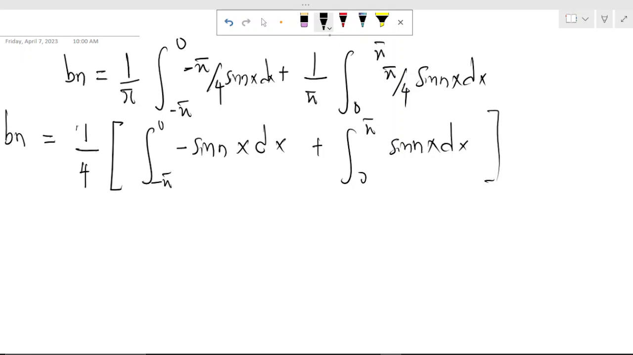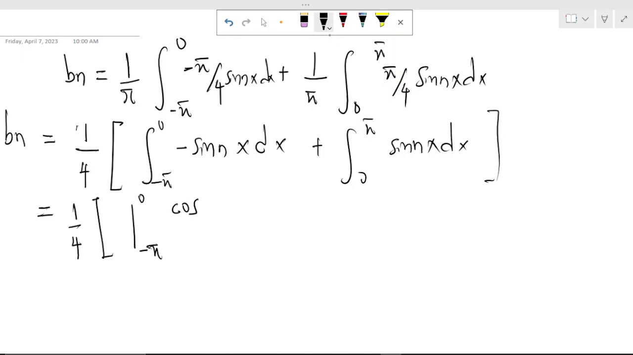Let me say that again. Integrating sine x, we get minus cos x. But now, integrating sine nx, we get minus cos nx all over n. So we have this. Bn is equal to 1 over 4, going from minus pi to 0. Now, because we're already having a minus here, it cancels out the minus from the integration.